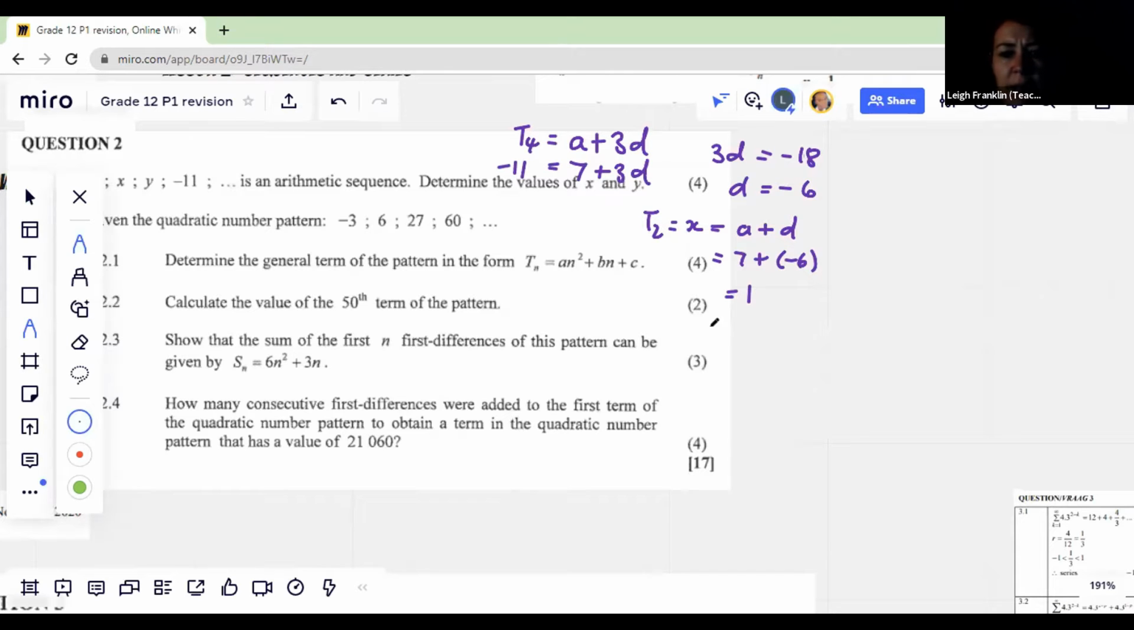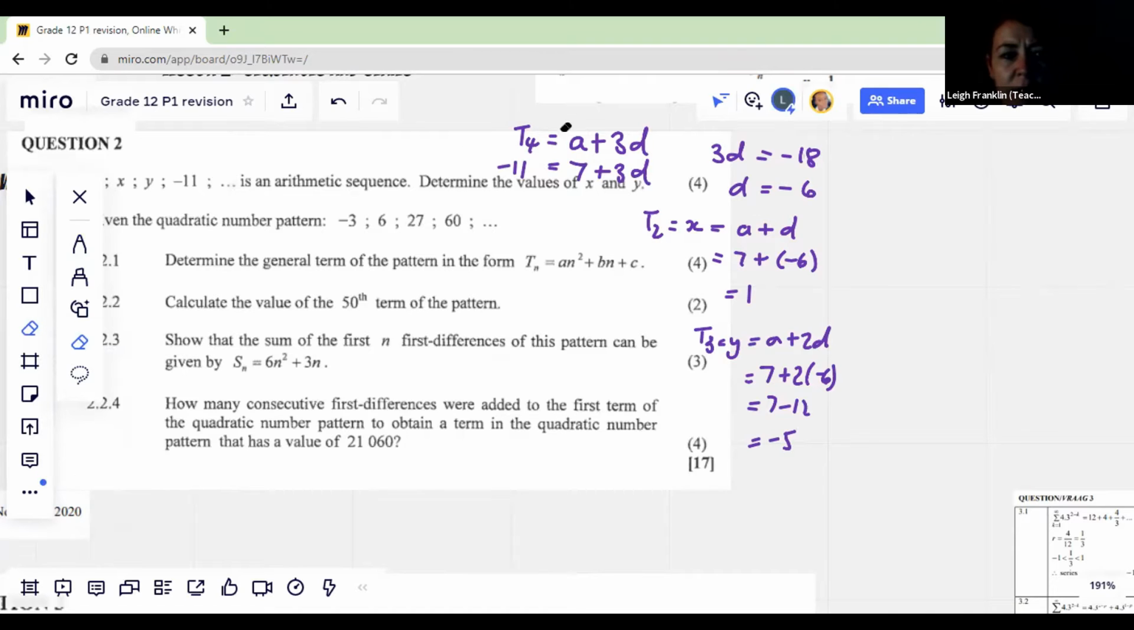Okay, and Nala and everybody's getting negative 5 for Y. So term 3 is Y. That is A plus 2 differences. So that gives us 7 plus 2 times negative 6. Okay, so that's 7 minus 12, and that's where you guys are getting your negative 5 from. Okay, so good stuff. Well done, perfect. 4 out of 4 for that question.